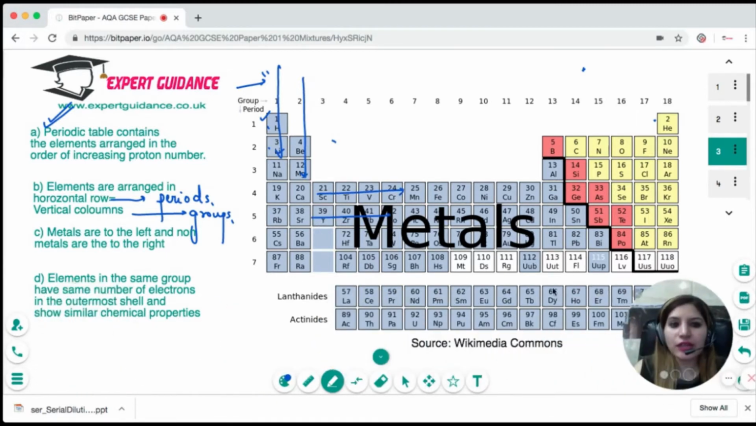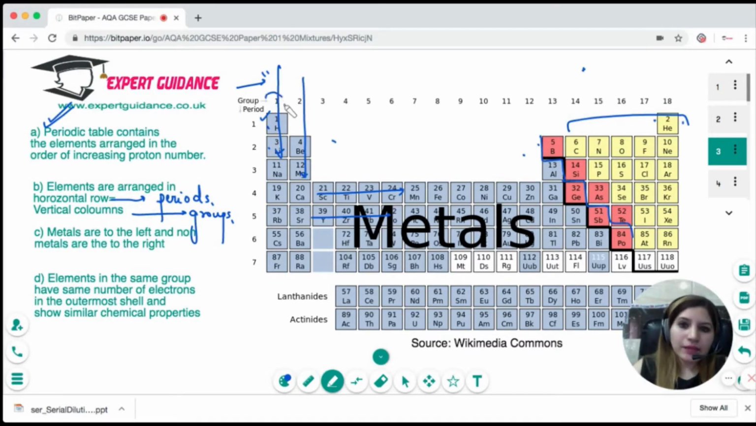And if you look at this, we draw a zigzag line on this periodic table. All the elements to the left of the zigzag are metals and all the elements to the right, which are colored yellow in this image, are non-metals, and the ones on the zigzag are the semi-metals. Semi-metals, or metalloids, have properties of both metals and non-metals.